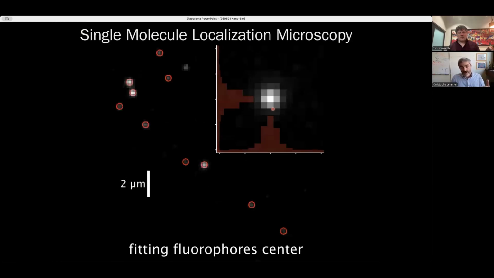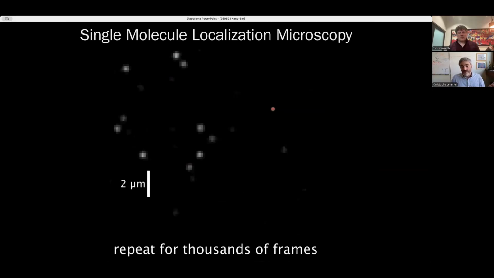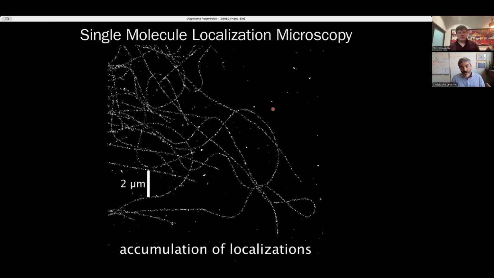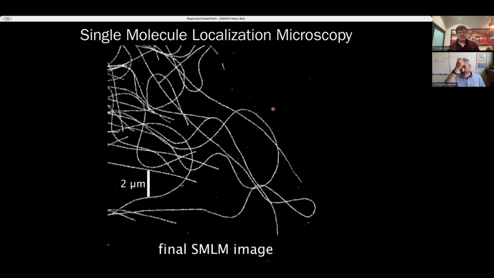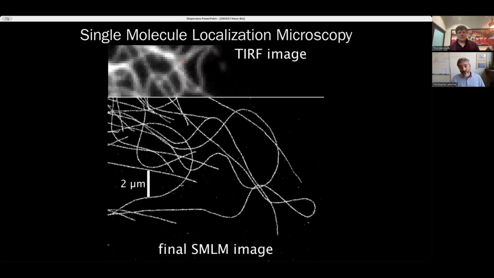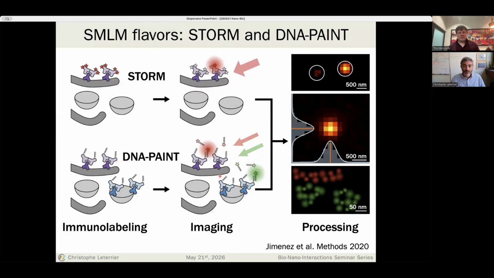Your sample is blinking, you fit the position of each fluorophore, and then you have another image, and you fit again, and you do that for 60,000 frames, typically. And then you accumulate all these localizations, and you get the final image that is a much better result than the fluorescence diffraction limited image. So 2 of the flavors we use to do that are called STORM and DNA PAINT.